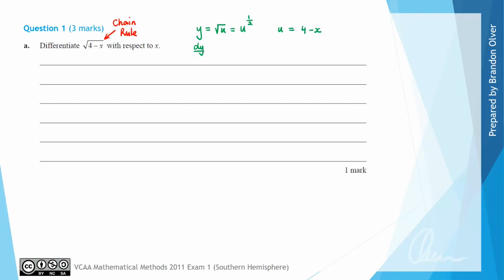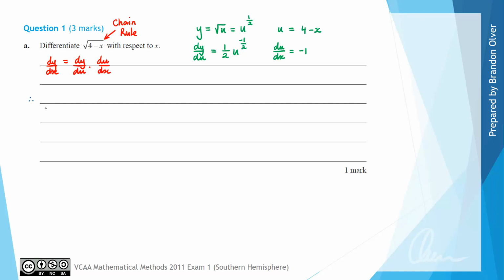Next we calculate dy/du. So dy/du is going to be the power at the front, a half, u, and then taking 1 off the power will leave an exponent of negative a half. And du/dx, and this one you've just got to be a little bit careful with, is negative 1. From our formula sheet we can see that dy/dx is equal to dy/du times du/dx.